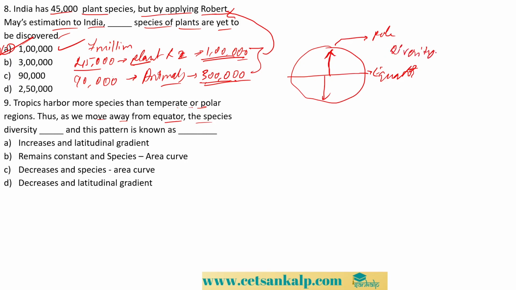They have asked what happens to the diversity, whether it increases or whether it decreases. And this pattern of diversity, if it is increasing or decreasing, it is called as what? That is what they have asked. So we know that as we move away from the equator towards the pole, the diversity actually decreases. And this kind of pattern is called the latitudinal gradient.